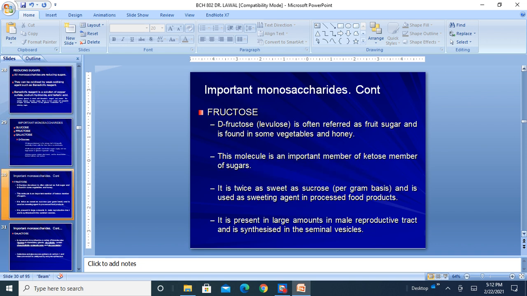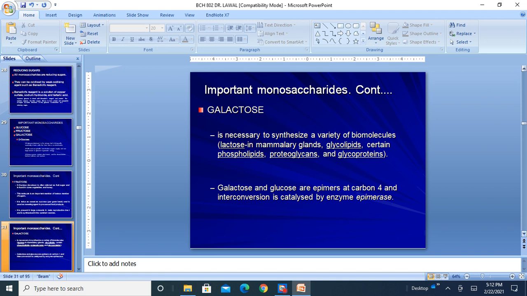Fructose, on the other hand, also referred to as levulose, is often called the fruit sugar. It is found in some vegetables and honey. This molecule is an important member of the ketose sugars. It is twice as sweet as sucrose. It is used as a sweetening agent in processed food products. It is present in large amounts in the male reproductive tract.